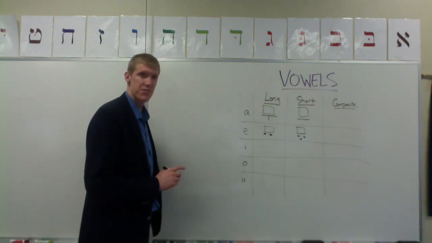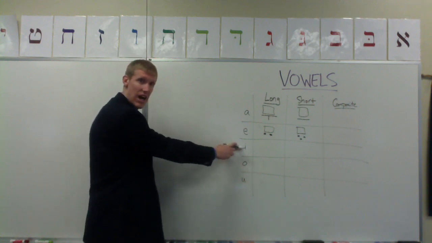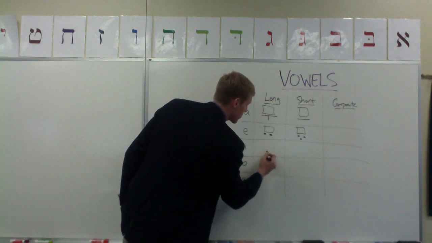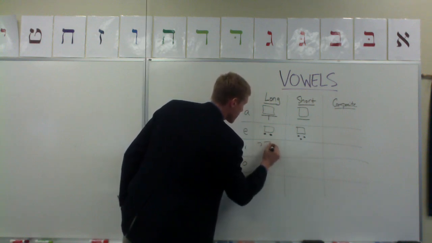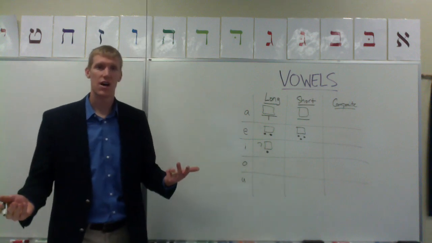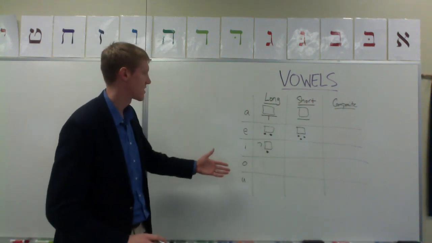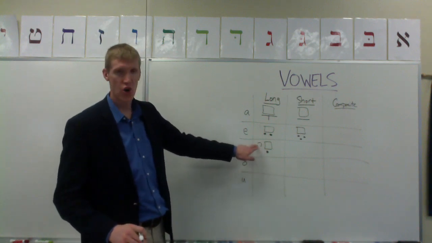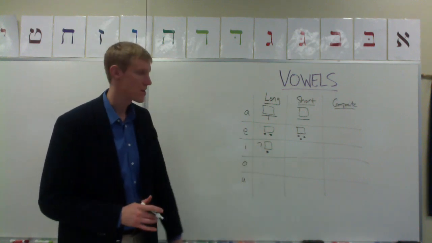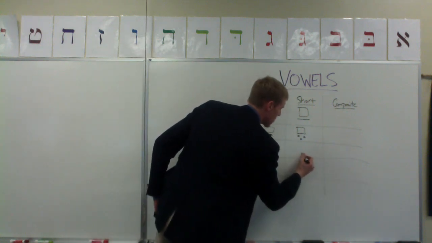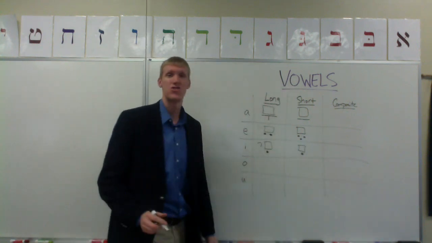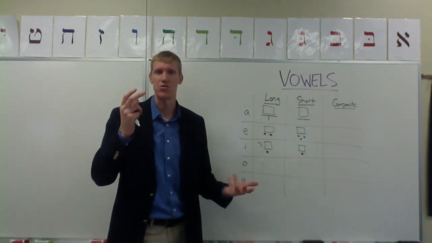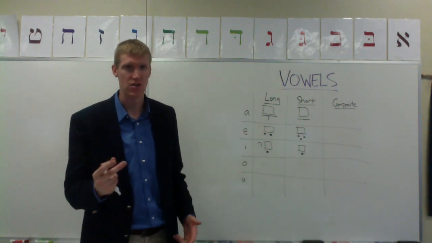The E sound, which is an I-class vowel, but it makes the sound E, is the hirik yod. So this is a case where you have a consonant that is doubling as a vowel, or functioning as a vowel. Hirik yod. E. It's a long E. The short version is just a hirik, which also you can't differentiate between hirik yod and hirik. They're both E sound.